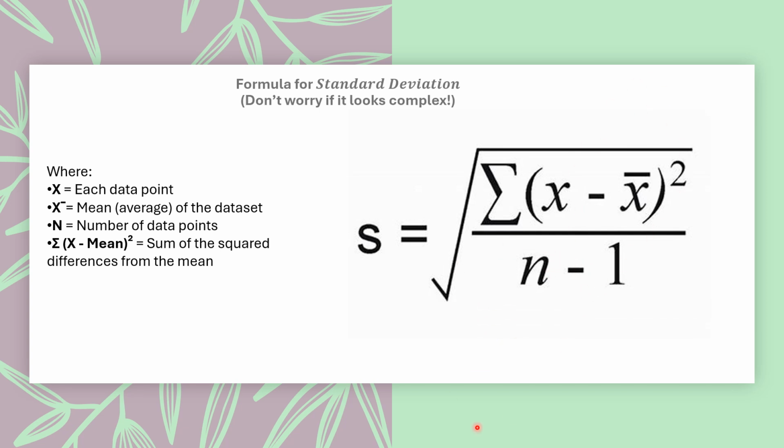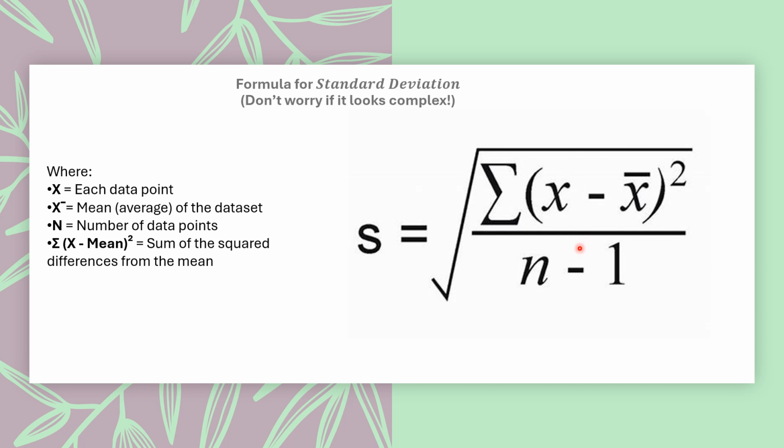This is N, which means the number of points. And this is sigma, which means sum. This whole formula means the sum of the squared differences from the mean. So in simple terms, we are going to find the average, which is the mean, of the numbers.